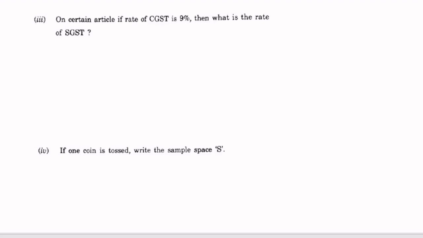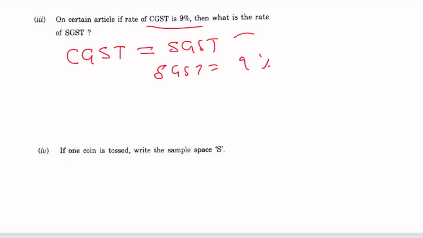So third question of B. On a certain article, if the rate of CGST is 9%, then what is the rate of SGST? This chapter we still have to cover, but the rate of CGST is given as 9% and SGST we have to calculate. Nothing to calculate, because we know that CGST is equal to SGST. So whatever rate we have in CGST, it will always be equal to SGST. So SGST rate is equal to 9%.